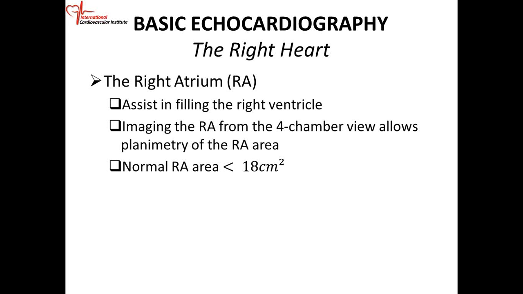You can get the area of the right atrium in the apical four-chamber view. So you get your apical four-chamber view and you just planimeter the right atrium. Planimetry. Normal right atrial area should be less than 18 centimeters squared. So these numbers you just have to know. Okay, and this is how it's done.